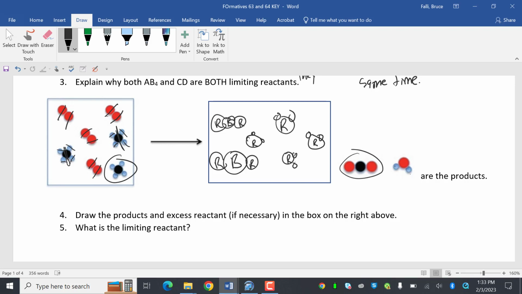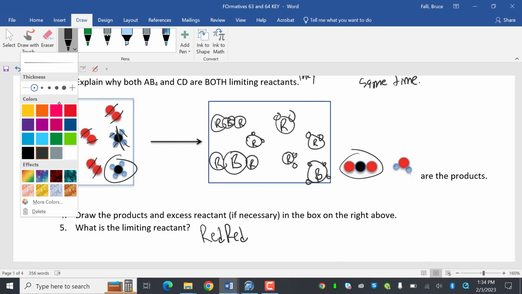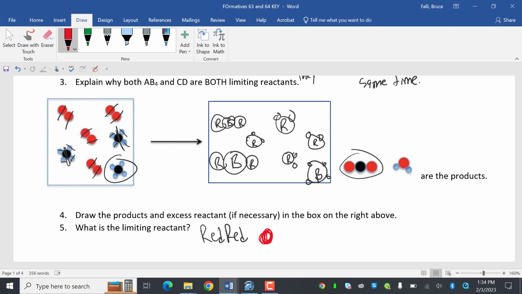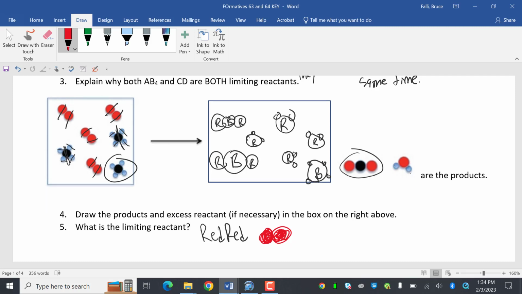All right, so what do I have left over? I've got one of those. So draw the products and excess reactant. So I got to draw this guy. So I got a black. And then I got a 1, 2, 3, 4. I got one of those. What is the limiting reactant? It's going to be the double red. So it's going to be red. Okay, I suppose I could actually use my color skills. That's my limiting reactant. Why? Because they're all gone, right? It's all gone.